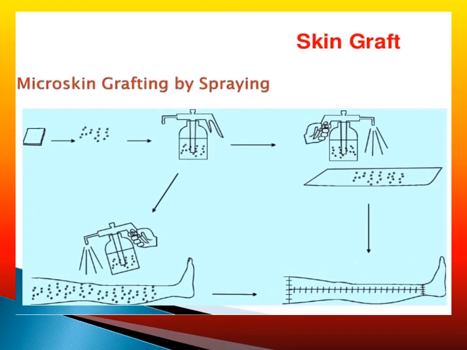Here you are seeing the micro skin grafting by spraying. The micro skin grafting by spraying is mainly used for major burns. You are seeing the leg burn. Mainly we will be using the micro skin grafting by spraying. The solution we are using for the spraying is most of the time only normal saline.